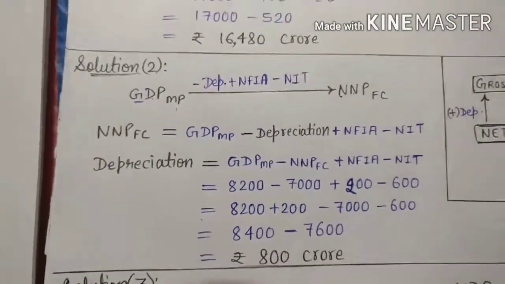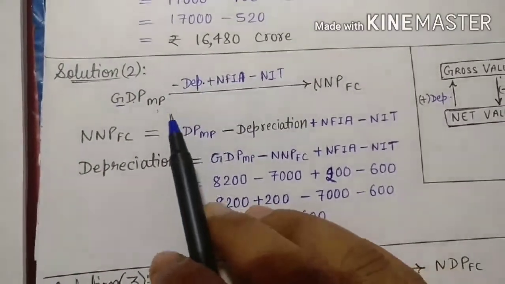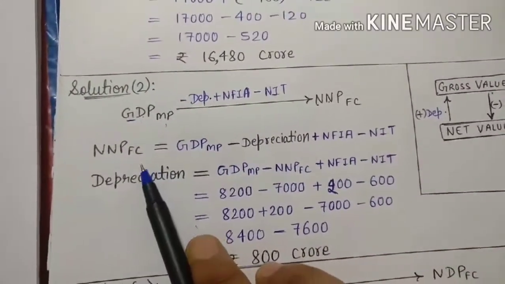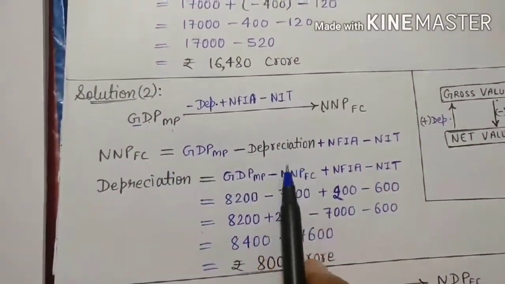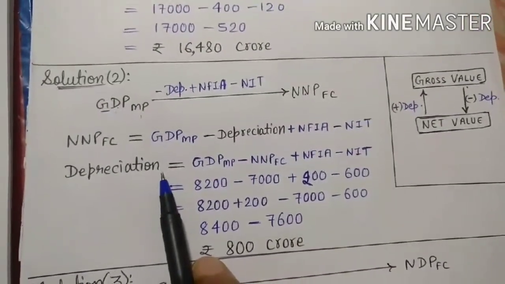This is a very good question, because in this question we are given both GDP at MP and NNP at FC, but they have asked depreciation. So that's why, by putting this formula, we found the formula for depreciation. I hope it is clear to you. So now move to the next question, which is also like this only.